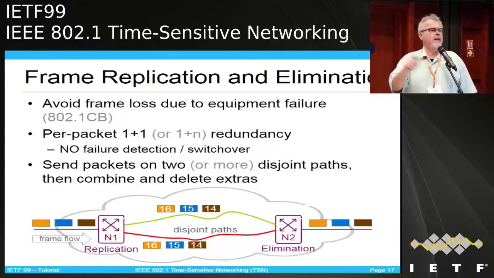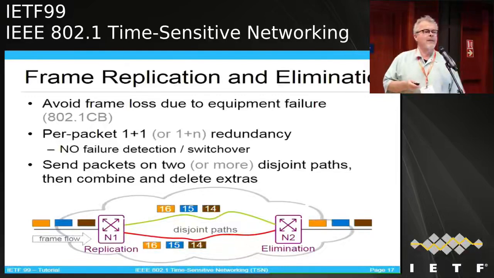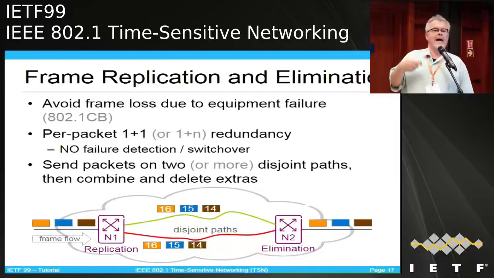So there is no detect failure cycle and respond to the failure with some kind of action. That doesn't happen. We're always taking both paths. And that means that it would be unusual to lose even one packet, even if something goes down, even if something goes intermittent.